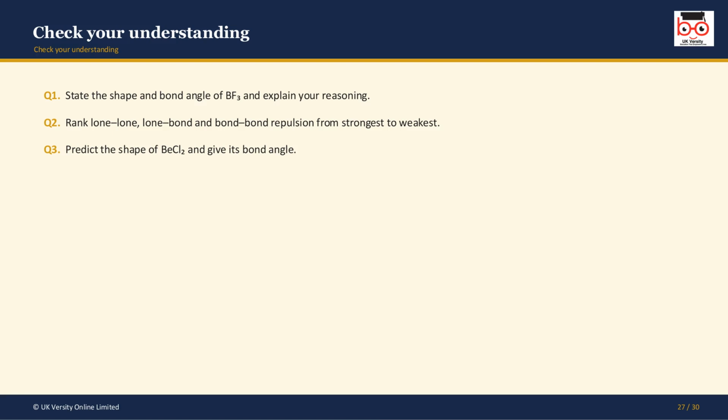One last check. First, state the shape and bond angle of boron trifluoride and explain your reasoning. Second, rank lone-lone, lone-bond and bond-bond repulsion from strongest to weakest. And third, predict the shape of beryllium chloride and give its bond angle. Work those through to round off the unit.